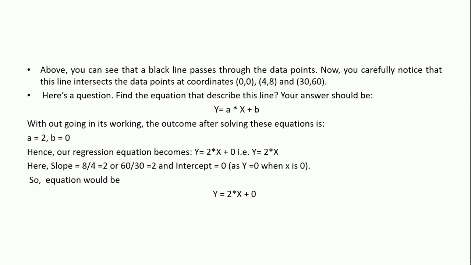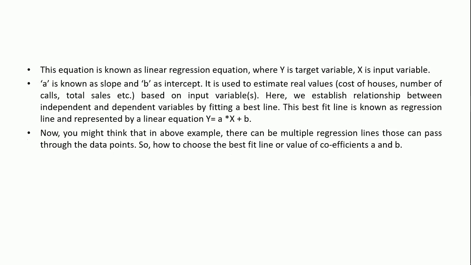So our equation becomes y is equal to 2 into x plus 0, which is actually y is equal to 2 into x. Hence we get the relationship between these two variables, where x is our independent variable and y is our dependent variable. This equation is called the linear regression equation. As I told you, a is the slope and b is the intercept. I already showed you that.